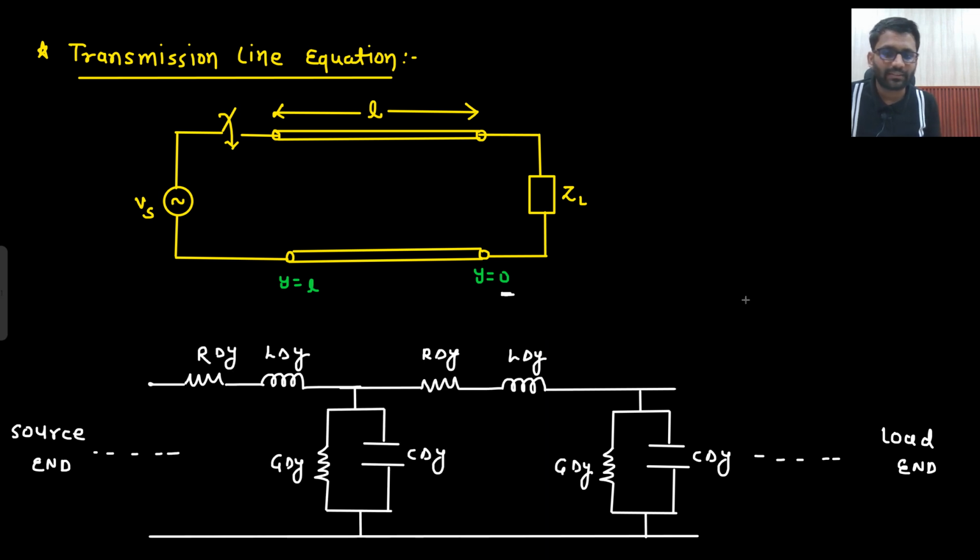That means this is my positive y axis. Do you agree to this point? This is my positive y axis, right? That it is going in this manner. And some small portion I can take. So these will be the equivalent circuits, RLGC, RLGC.